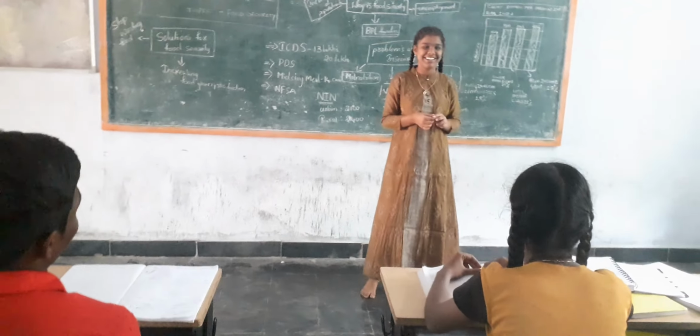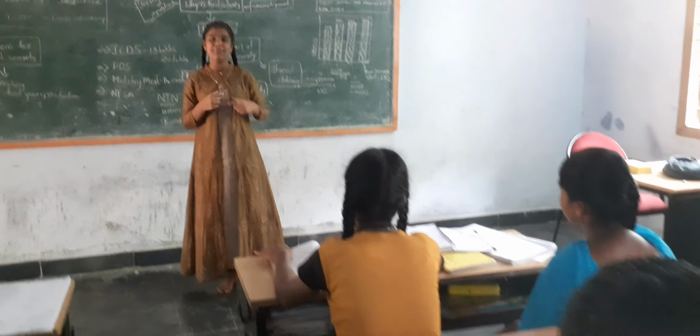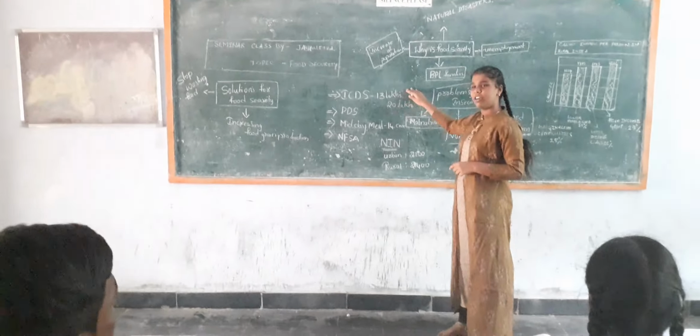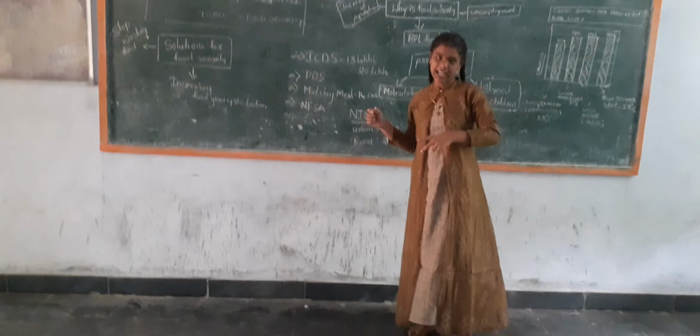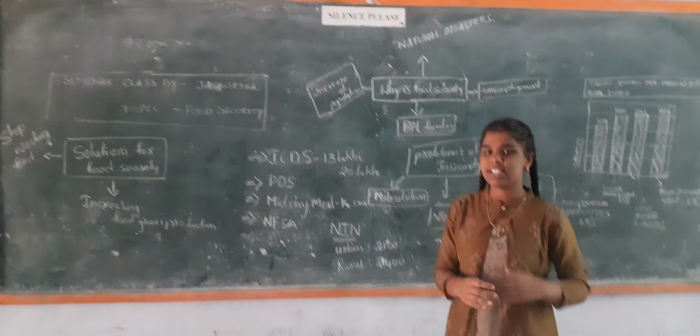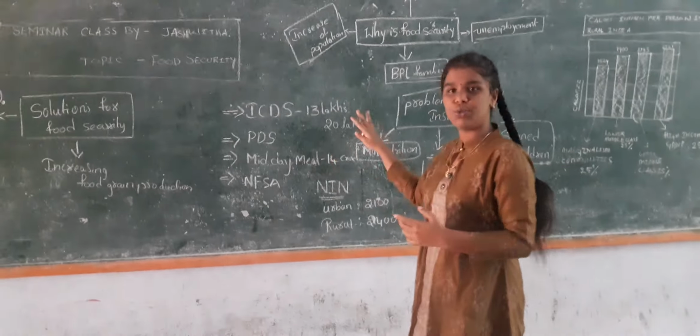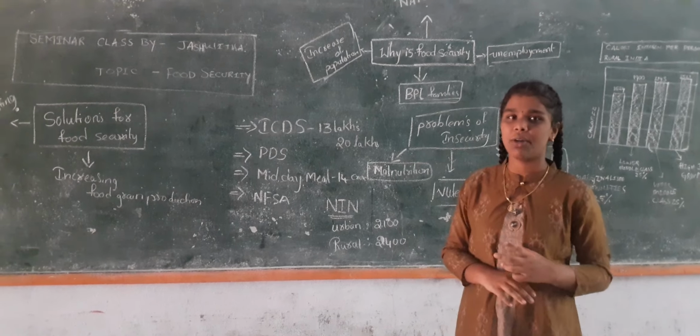ICDS stands for Integrated Child Development Scheme. All over India, there are 13 lakh Anganwadis. ICDS works through Anganwadis. Anganwadis supply safe and sufficient nutritious food to children. And over 20 lakh people are working in Anganwadis.